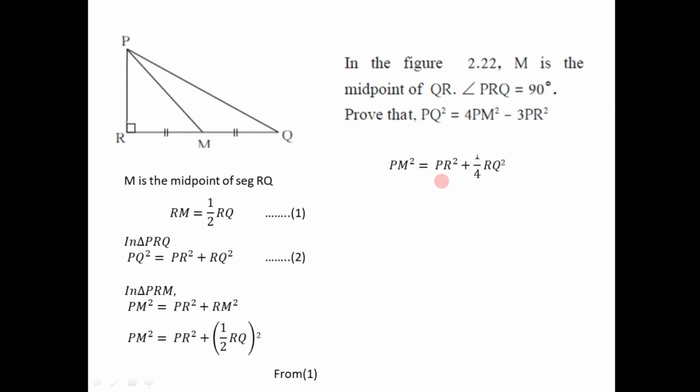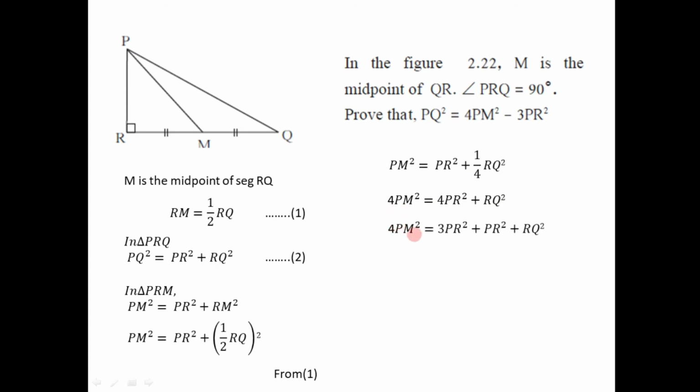Further simplifying, we get PM square is equal to PR square as it is, plus we have to make squares of both of these two, that is 1/2 and RQ. The square of 1/2 is 1/4 into QR square. Now if we multiply throughout by 4, the denominator in the third term will be eliminated. So for that we have to multiply each term by 4. 4 into PM square, that's 4 PM square is equal to 4 into PR square, plus if we multiply 4 to 1/4, 4 will get cancelled, so as to have only RQ square.